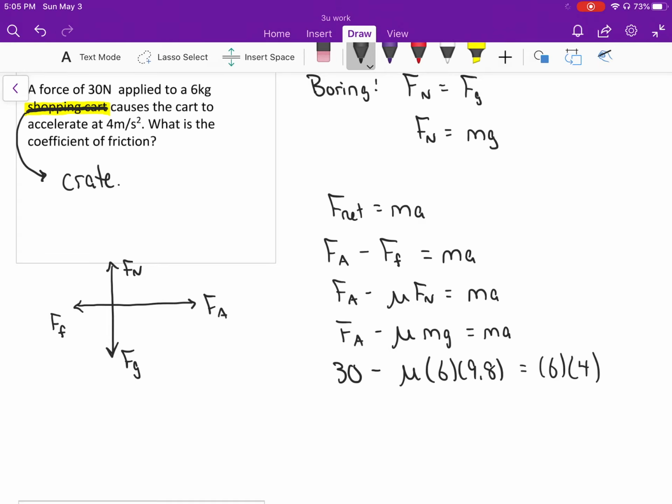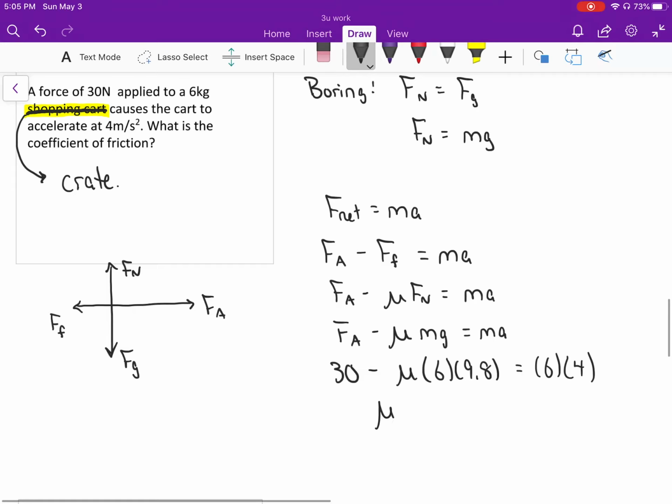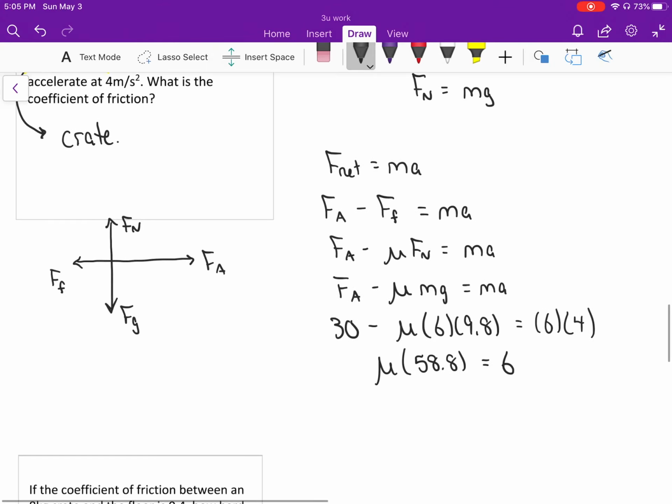When we flip-flop things around, we get mu times 6 times 9.8 is 58.8. The 6 times 4 is 24. We end up with 30 minus 24, so we end up with 6. When you do the division to finish it off, the mu works out to be roughly 0.1.